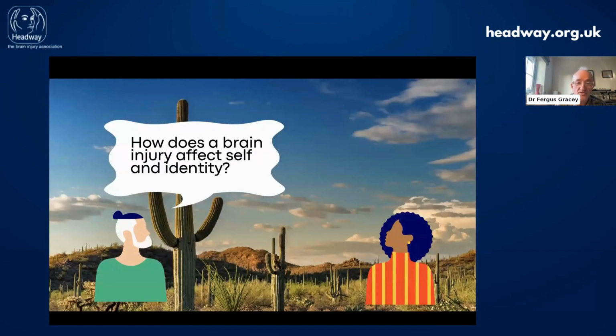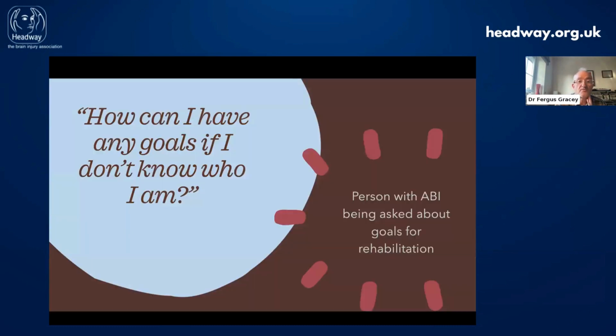How does a brain injury affect self and identity? Well, I think probably I've got some hints there because I've talked about the brain very briefly, I've talked about psychology, and I've talked about social situations. Anyone with any knowledge or insight into the impacts of brain injury will know it absolutely impacts across all of those three areas: the biology, the psychology, and the social side of things. Here are some of the things that people say that relate to their experience of identity change.